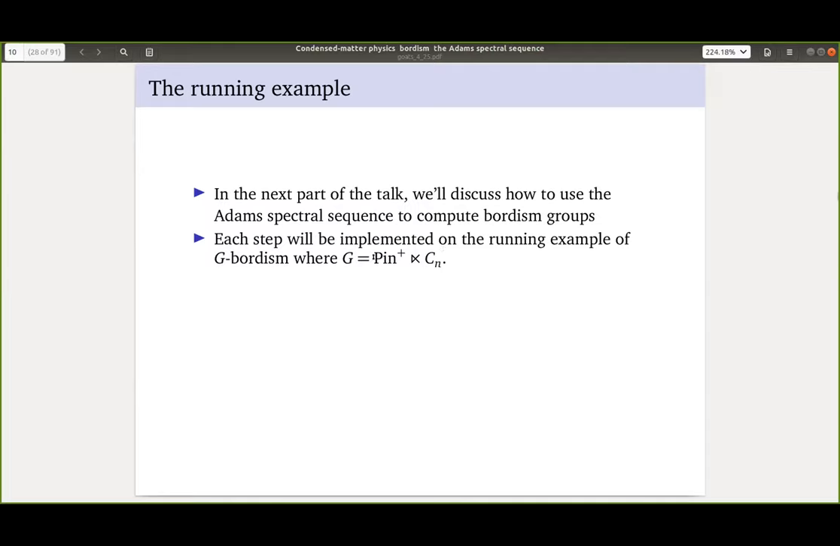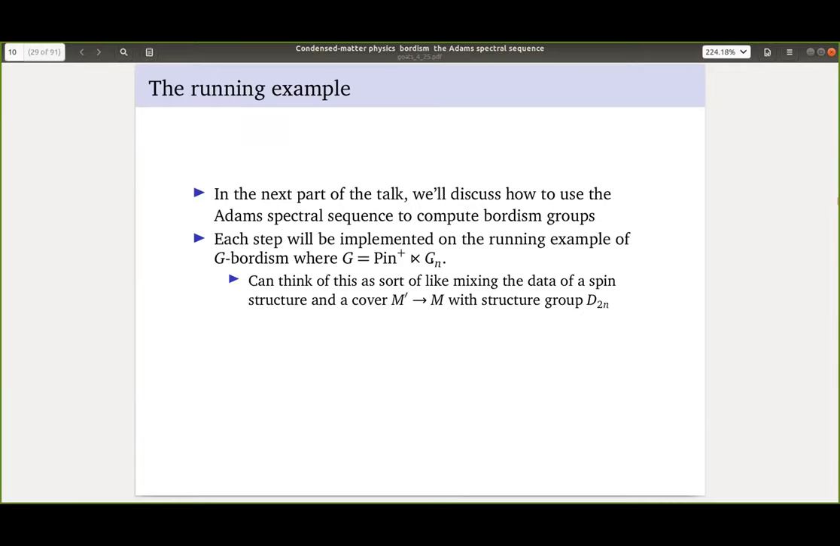So what this is, Pin plus is a version of the spin group, which itself is a double cover of SO(n). And Pin plus is like, I want spin, but I also want to do it on unoriented manifolds. And then we're taking a semi-direct product with the integers mod n, or the cyclic group of order n. So here, this acts on this, where pi zero is Z mod two, and it acts by inversion through pi zero. I'll tell you later some reasons for caring about this particular one. So putting a G structure on a manifold for this is sort of like having a spin structure and a cover whose structure group is the dihedral group.